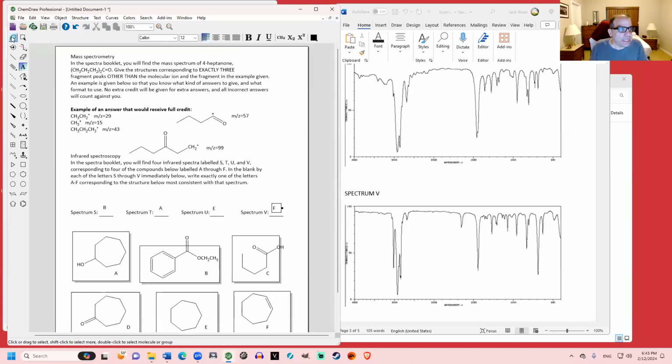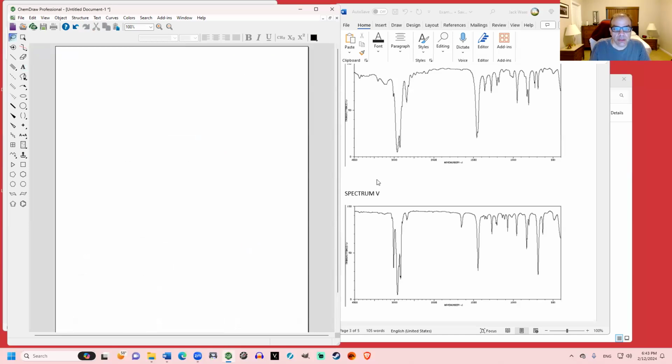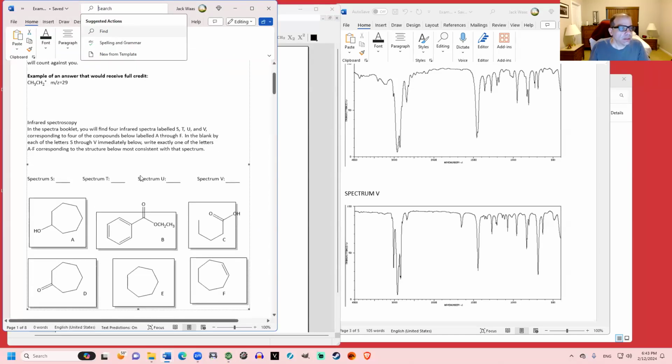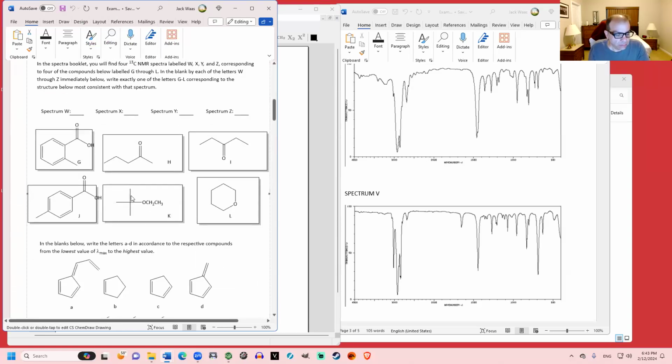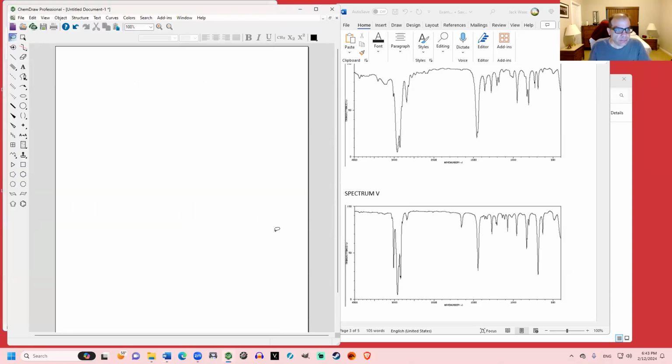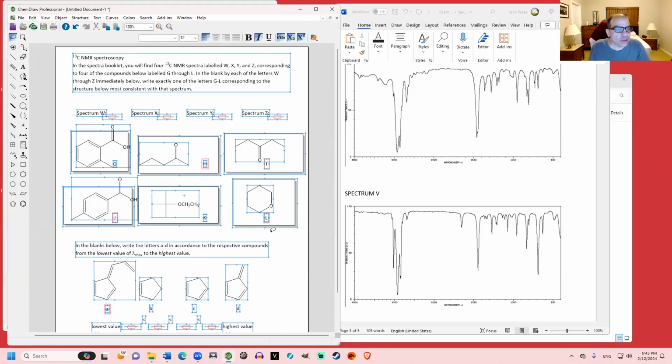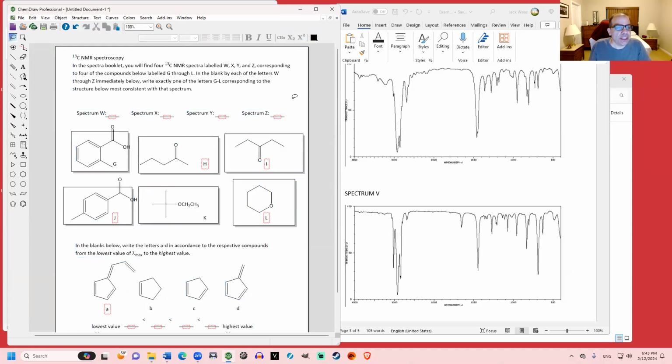Well, that's it for this page. Let's move on to the next page. So same idea, matching the carbon NMR spectrum to the structure. And there's 4 spectra and 6 structures.